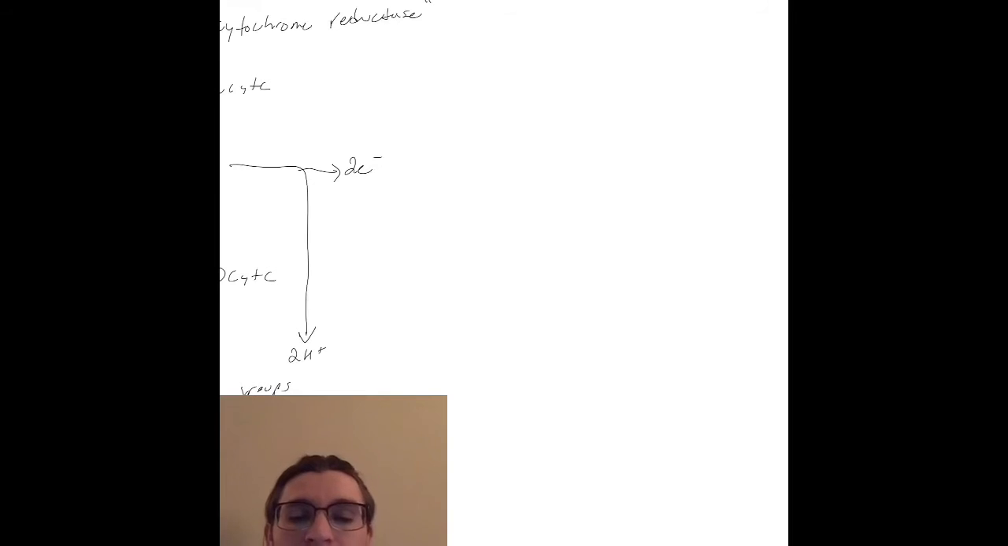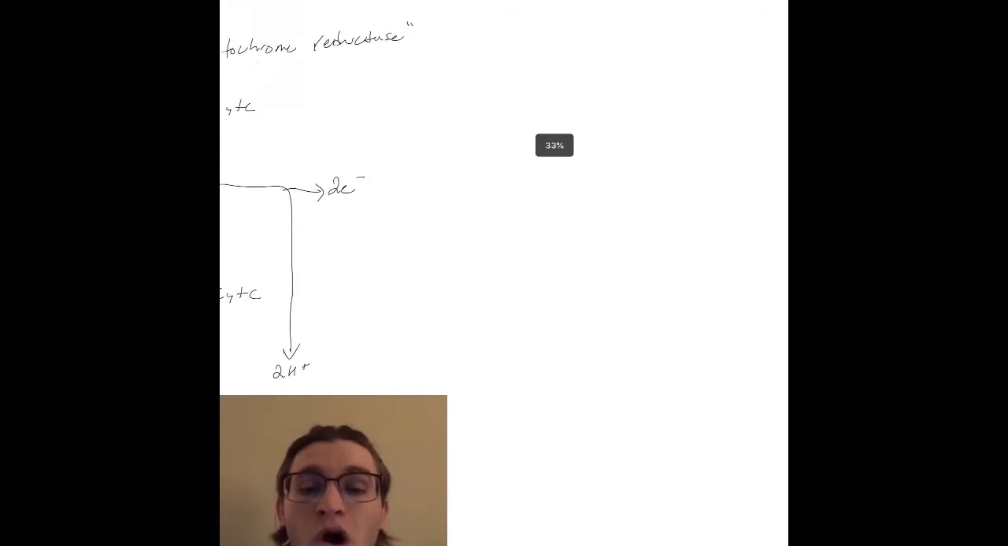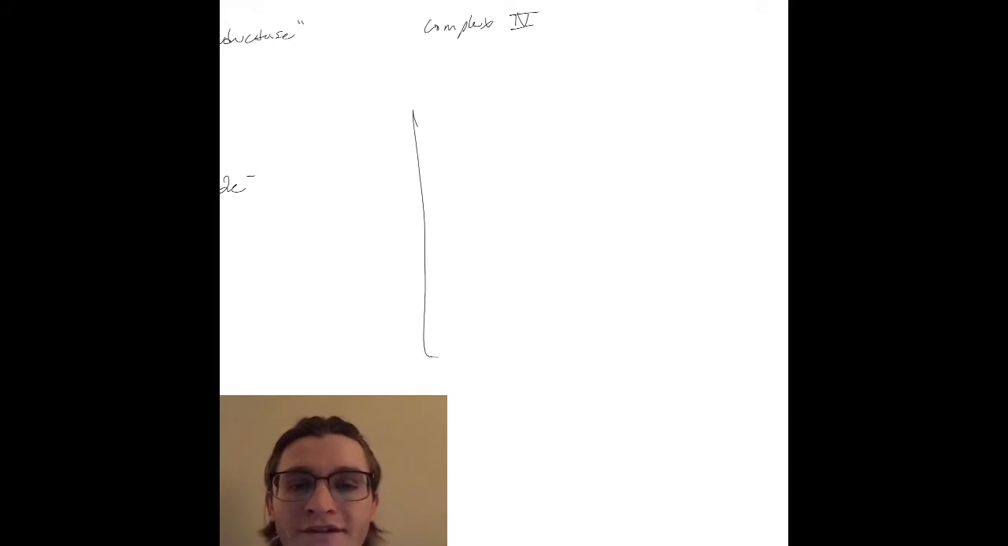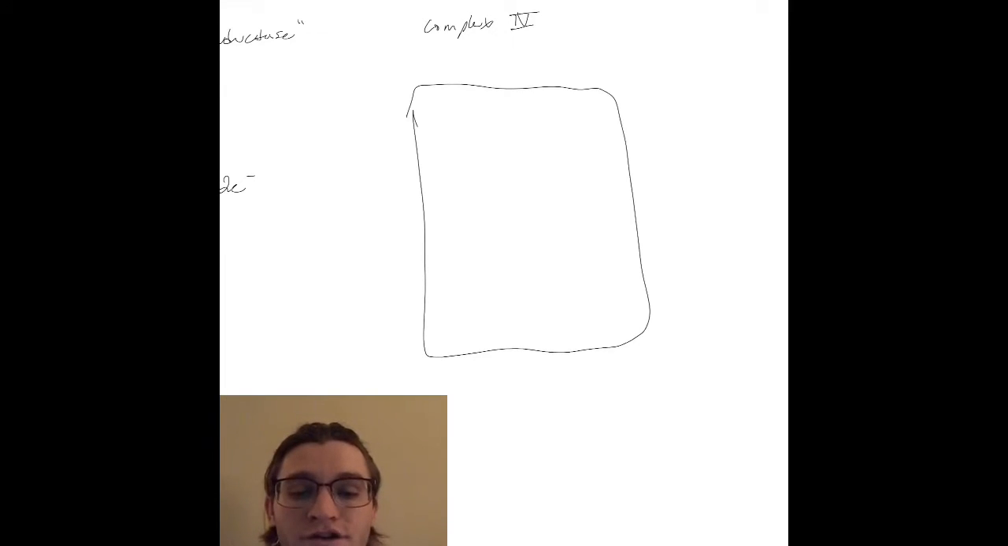So now we're going to go over to complex 4. Another name for it is called Cytochrome Oxidase. I gave you guys a sneak peek saying that we're going to create 2 water molecules, H2O. So we're going to get oxygen, and we're going to get hydrogen from the matrix, and we are going to create water molecules. And we're also going to have Cytochrome A and Cytochrome B and Cytochrome C. Cytochrome C is extremely important because it carries our 4 electrons, which we need.